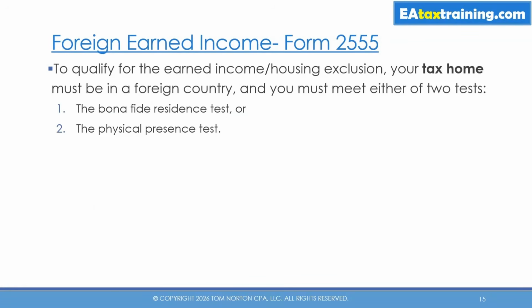In order to qualify for the earned income and the housing exclusions, your tax home must be in a foreign country, and you must meet either of these two tests, the bona fide residence test or the physical presence test. So you have to have both of these things. Your tax home is in a foreign country, and you meet one of these two tests.